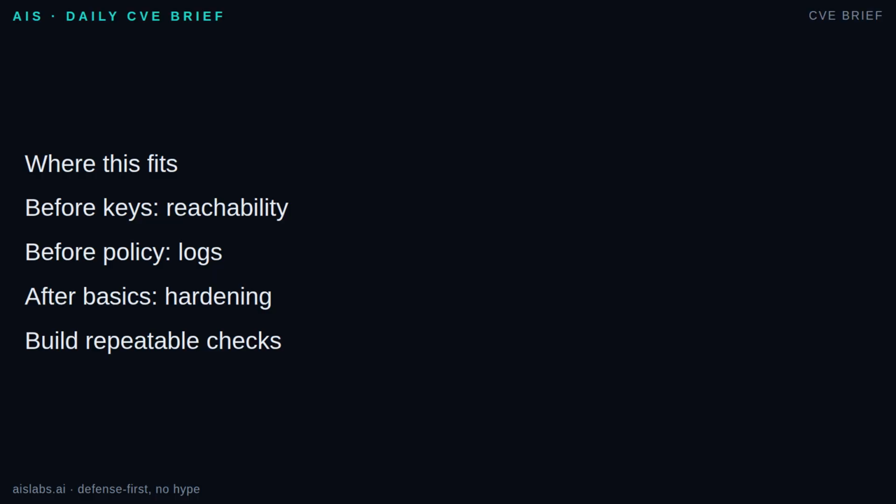Senior administrators do not guess faster, they reduce the problem space faster. Refused, timeout, auth failure. That order keeps you from changing the wrong thing.